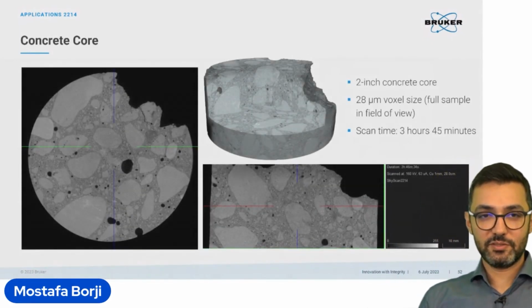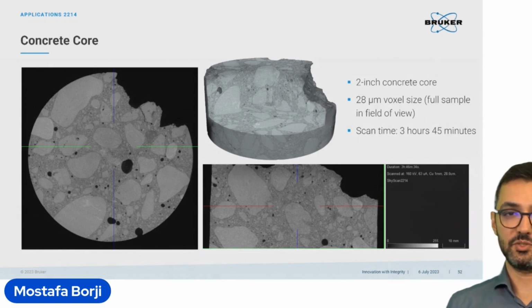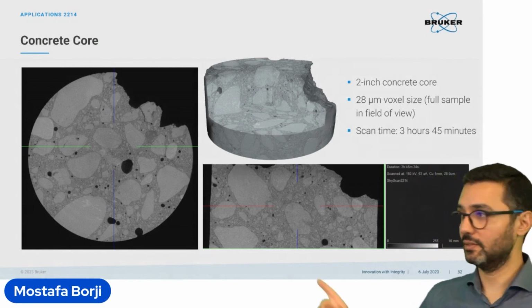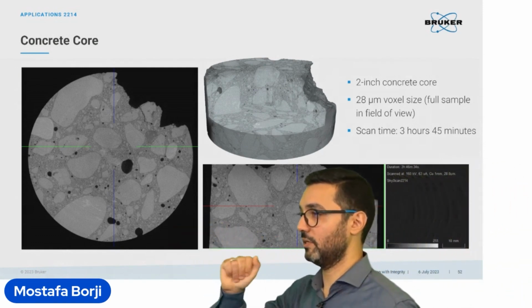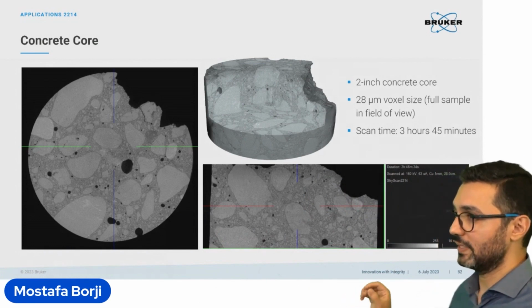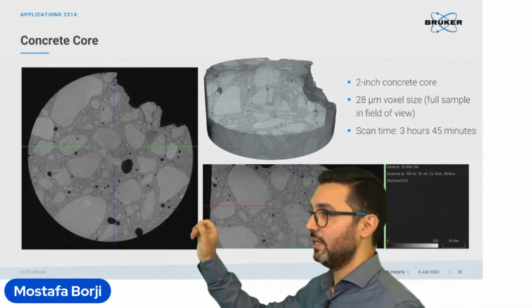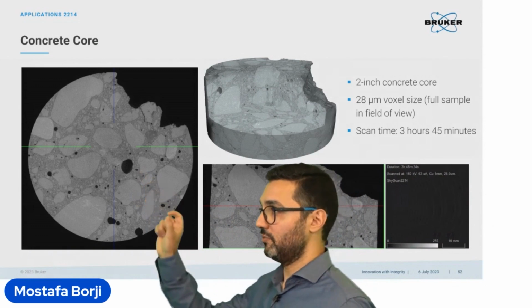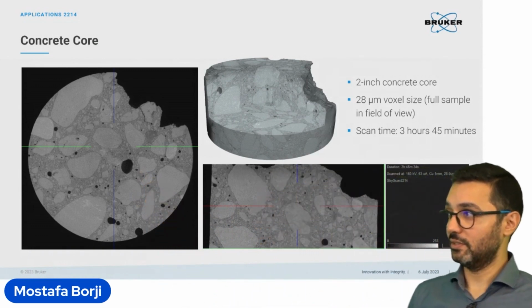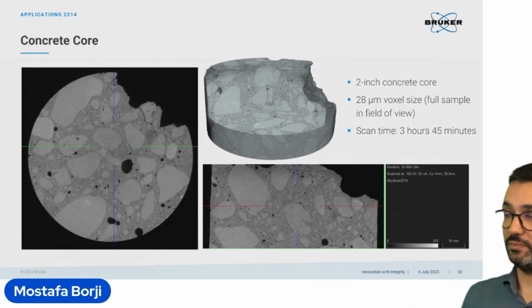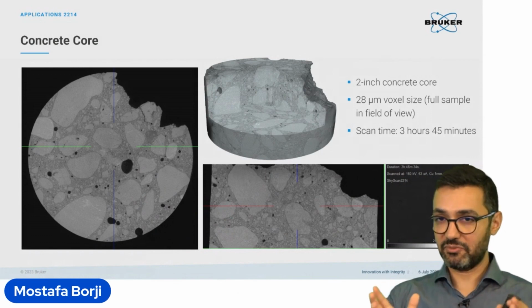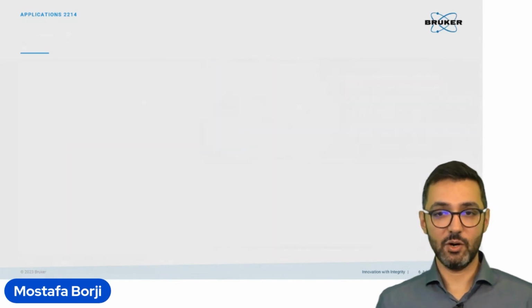Here we go a bit towards the concrete. This is a scan of the concrete core, a horizontal slice and a vertical slice through it. Again, we do see different material inside it, and also some pores with different sizes. This is a 2-inch concrete core with 28 micron voxel size, with the full sample inside the field of view. This scan takes about 4 hours.